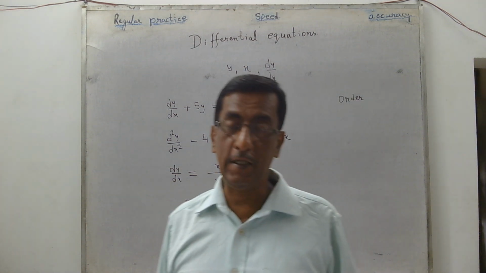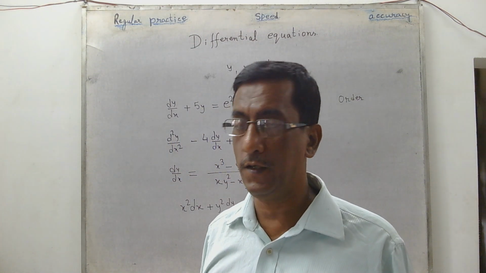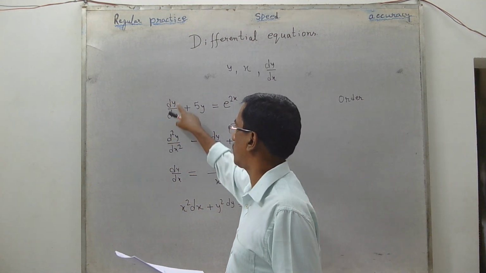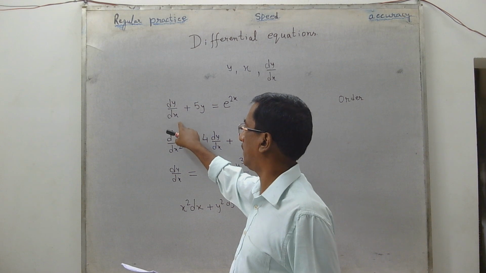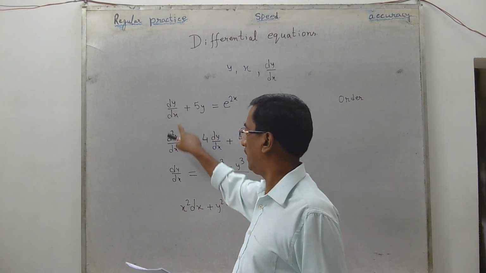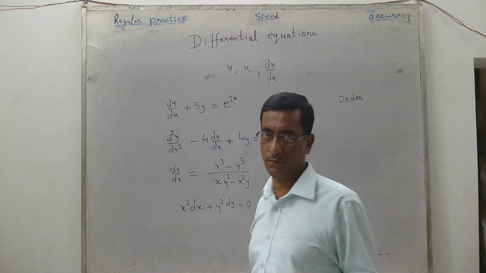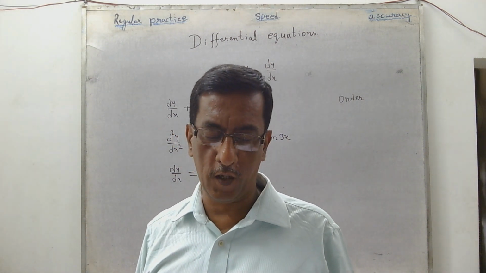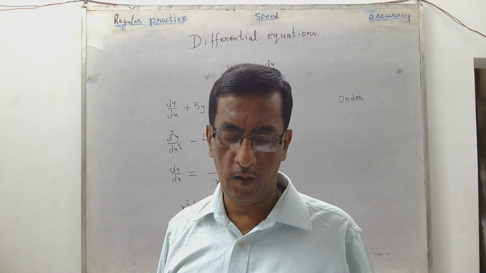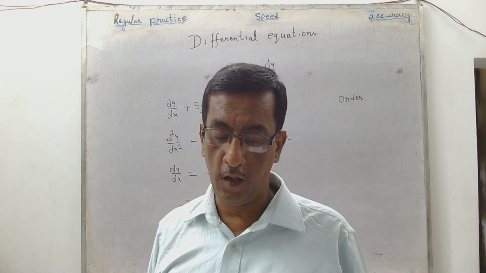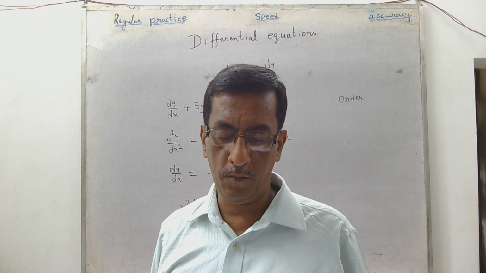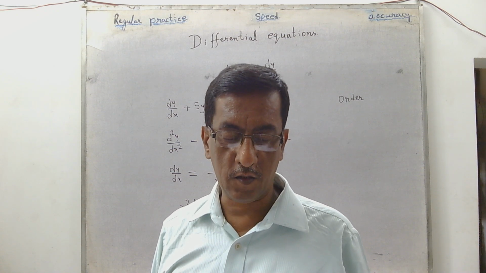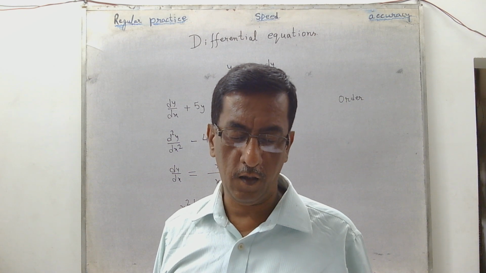Now, degree of a differential equation. डिग्री क्या होता है? जो भी ऑर्डर है उसका पावर जो होगा that is degree. Here the degree is 1. Here the degree is also 1. The power of the highest order derivative occurring in a differential equation after it is made free from radicals and fractions is called the degree of the differential equation.